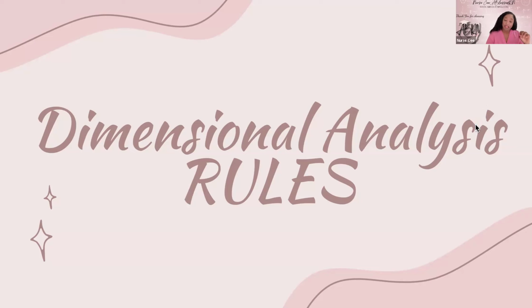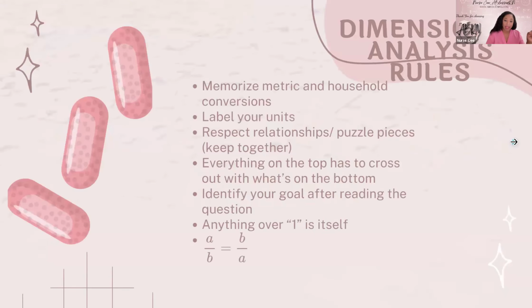Okay. The only thing that we have to know are a couple of rules. Okay. So you've got to memorize your metric and your household conversions. There is no way around it. You've got to memorize those, but I can show you some tips and tricks for how you can group them together so that they make more sense and they can stick with you.